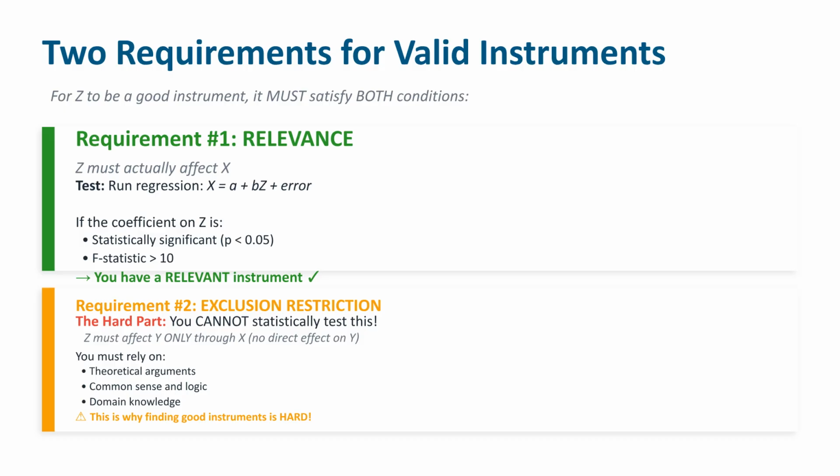A valid instrument must satisfy two requirements. First, relevance: z must significantly affect x. We test this by ensuring the F statistic is greater than 10 in the first stage regression. Second, the exclusion restriction: z must affect y only through x, with no direct effect on y. This condition cannot be statistically tested, requiring theoretical arguments and domain knowledge.